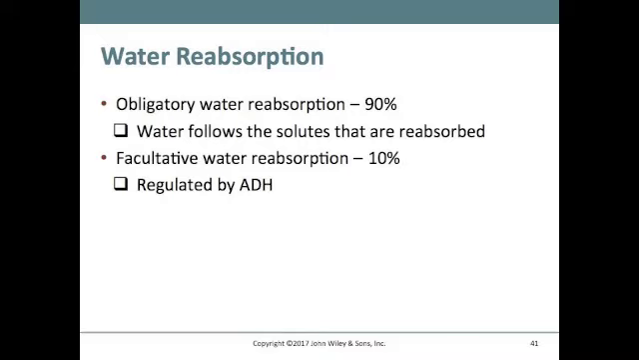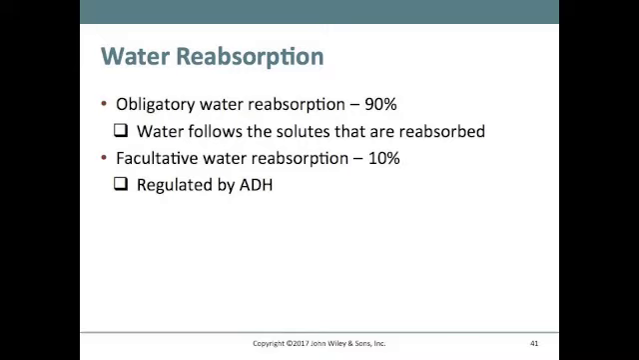Water reabsorbed with solutes in the tubular fluid is termed obligatory water reabsorption because the water is obliged to follow the solutes when they are reabsorbed. This type of water reabsorption occurs in the proximal tubule and the descending limb of the nephron loop because these segments of the nephron are always permeable to water.